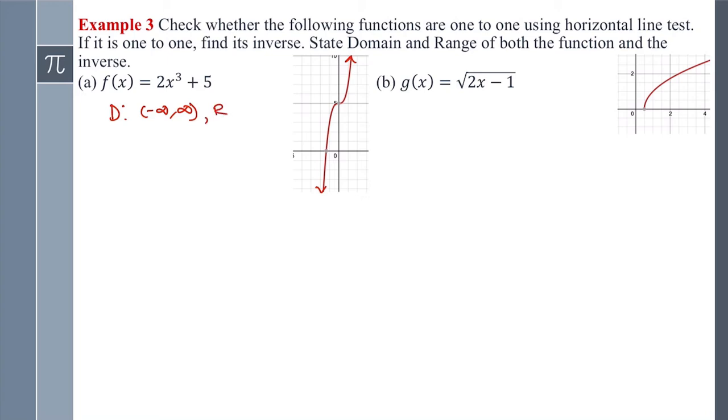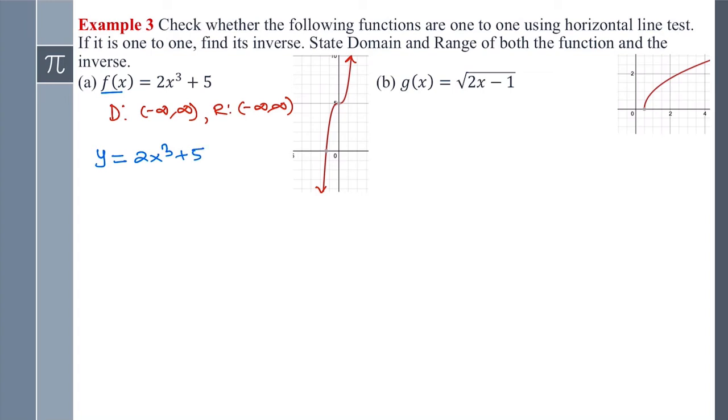And range is also all real numbers. Now let's go ahead and find the inverse. So to find the inverse, we have 4 different steps. The first one is we replace f of x with y, and then we write 2x cubed plus 5.